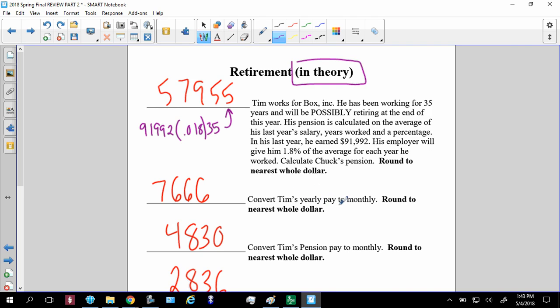Convert Tim's yearly pay to monthly. Well, his yearly pay originally was $91,000. So 91,992 divided by 12 gives you this.